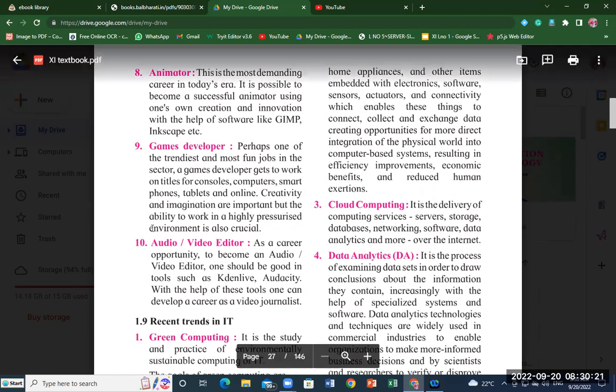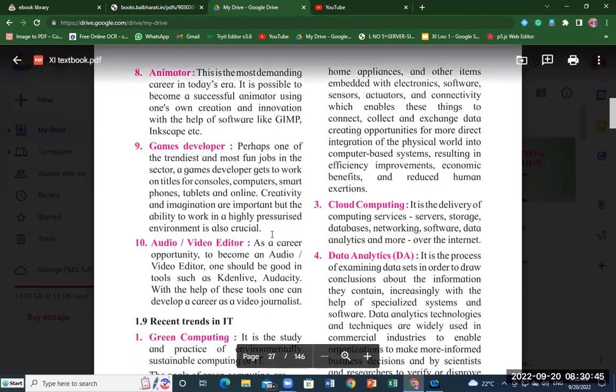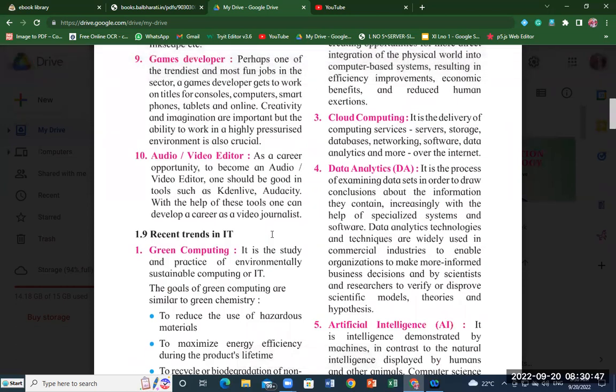Creativity and imagination are important, but the ability to work in a highly pressurized environment is also crucial, because it is a very pressurized environment. Between this time, this assignment should be done. Okay, this console or this part of the game has to be developed and has to come up. So that is a part of being a game developer.